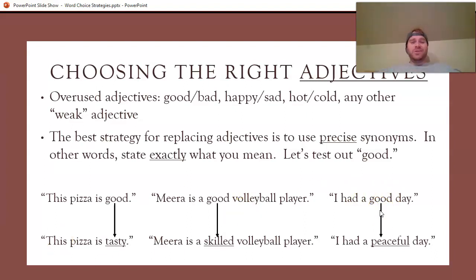I had a good day. What constitutes a good day, right? I had a peaceful day. I had an exciting day. I had an enjoyable day. Let's use more precise synonyms for those adjectives in order to be much clearer in our writing.